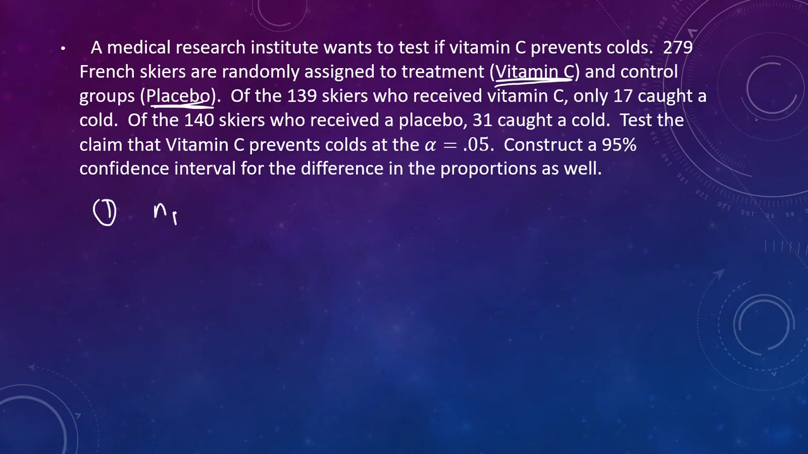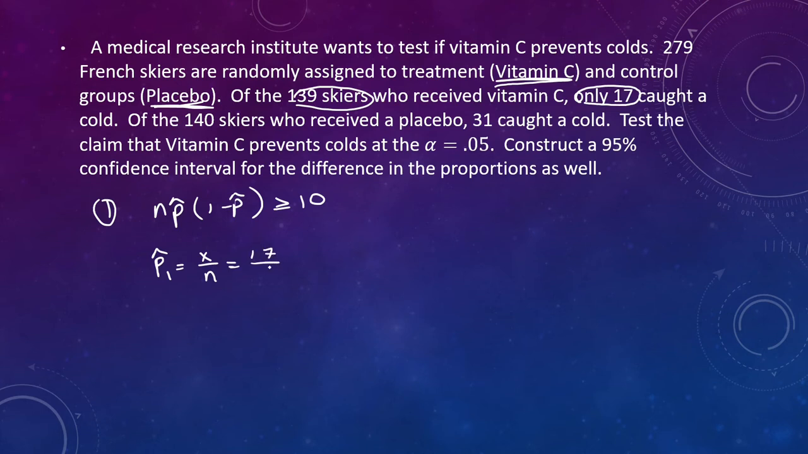The first condition is to show that n p hat times quantity 1 minus p hat is at least 10. And we'll have to do it for both of the samples. So let's look at the p hat of the first group. That's going to be the number of successes of the first group divided by the sample size of the first group. So in this case, the vitamin C group, 17 people caught a cold out of 139 people. So that is 17 over 139. And this simplifies to 0.1223.